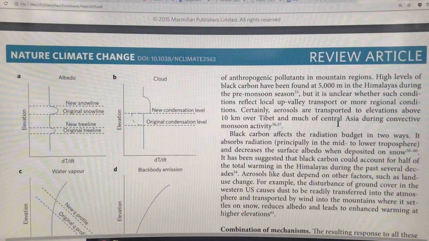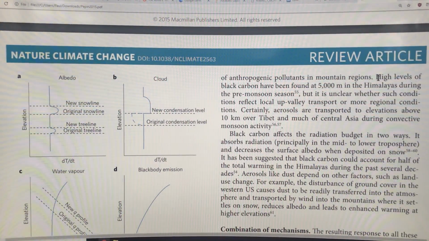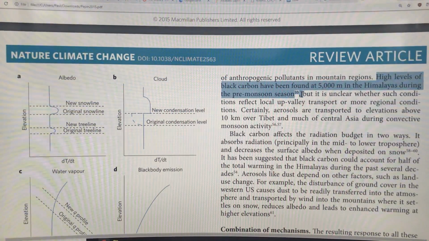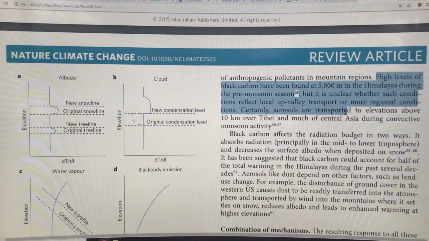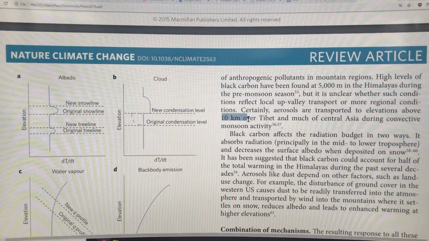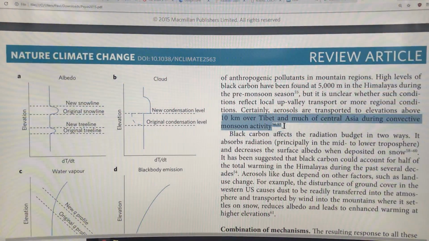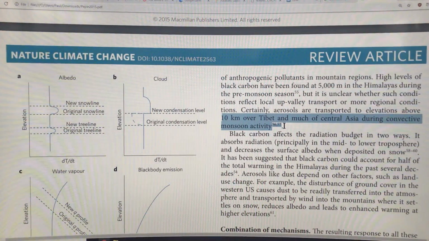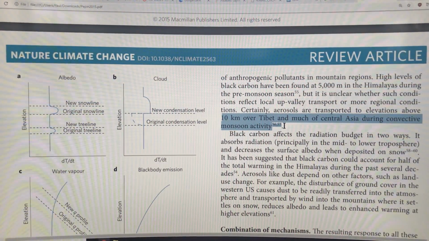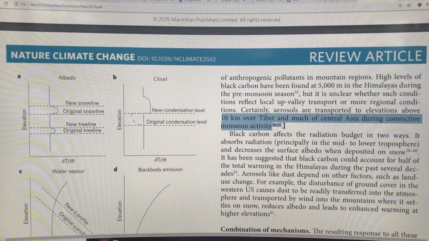Okay, so now, how high do the pollutants get in the mountain regions? Well, it depends on the time of year. High levels of black carbon have been found at 5,000 meters in the Himalayas during the pre-monsoon season, but it's unclear whether such conditions reflect local up-valley transport. So is it wind blowing up through the valleys, carrying this dust, black carbon? Aerosols are transported to elevations above 10 kilometers over Tibet and much of Central Asia during convective monsoon activity. So in the middle of the monsoon season, when the surface is heating up rapidly, the hot air is rising, there's a low pressure area over the surface, it brings in moist air from the Indian Ocean, for example, and you get a huge convective uplift, bringing up black carbon to very high levels in that case.